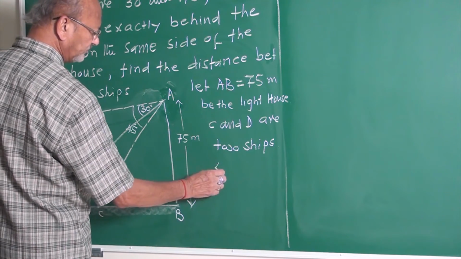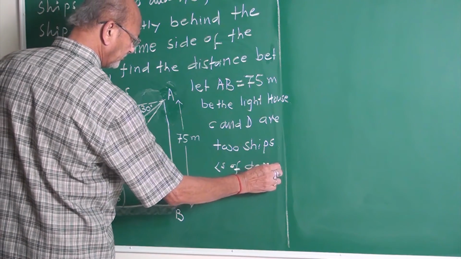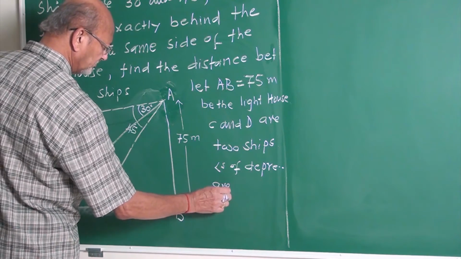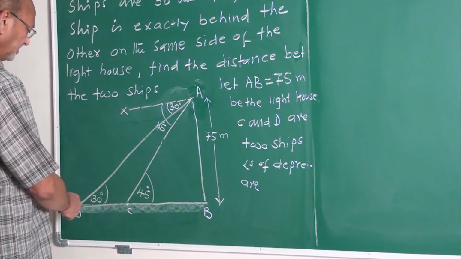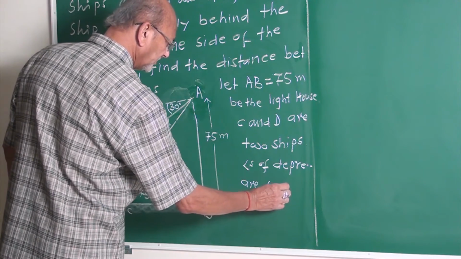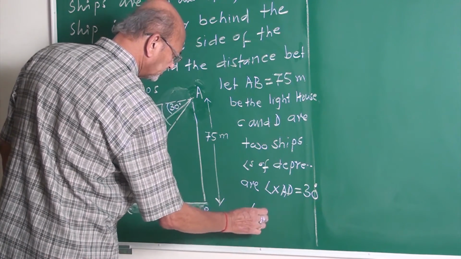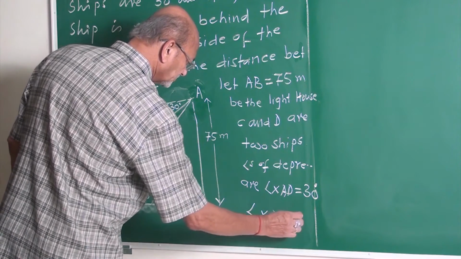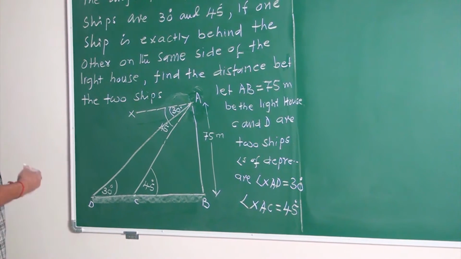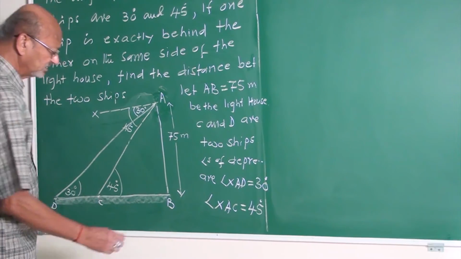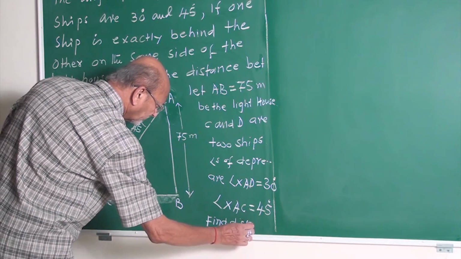The angles of depression are: angle XAD is 30 degrees, angle XAC is 45 degrees. Then find the distance CD.